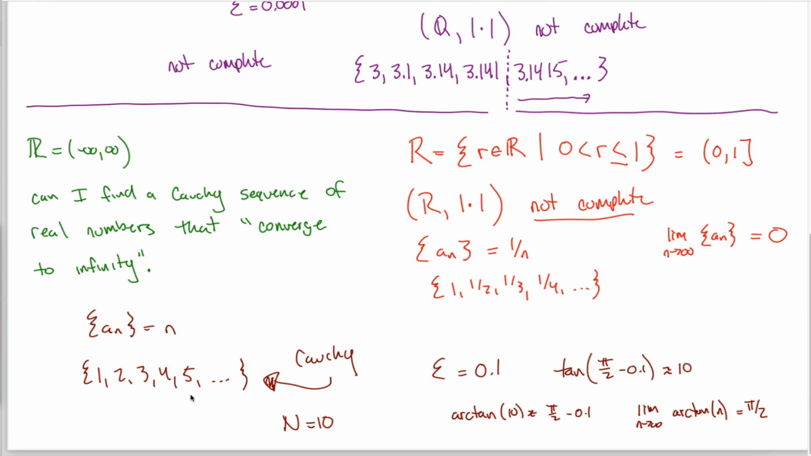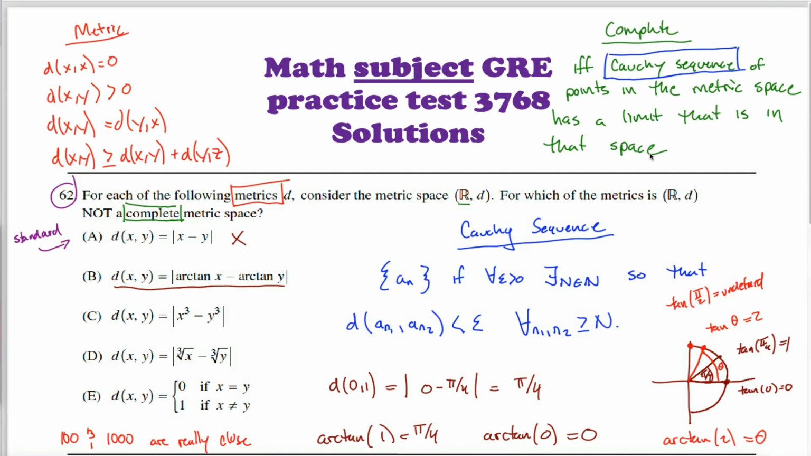Every term in this sequence is clearly a real number, but the limit as n approaches infinity of this sequence is not a real number. This Cauchy sequence of real numbers has a limit that is not a real number. Therefore, under this metric, the space is not complete.